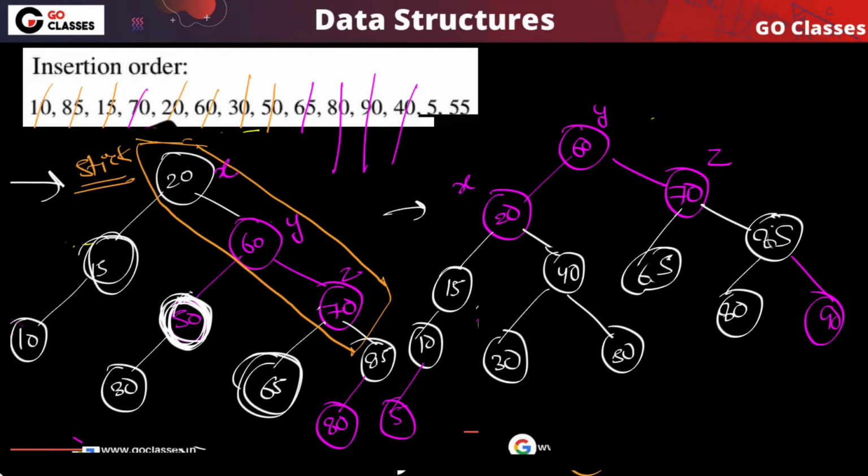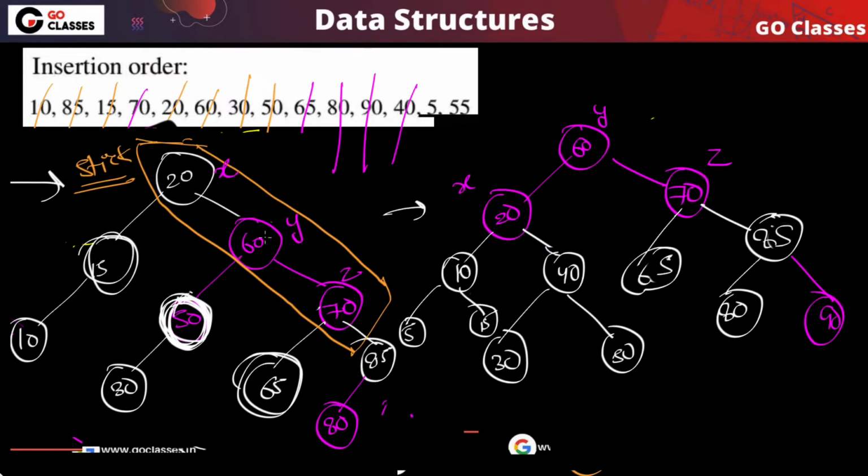Okay, now just find out which is the imbalanced node starting from 5. So 5 is balanced, 10 is balanced, 15 is imbalanced, right? So it is also very easy. 5, 10, 15, I need to make an elbow into a mountain. 5, 10, 15. So 5 will come here, it is minimum, then 10 and then 15.